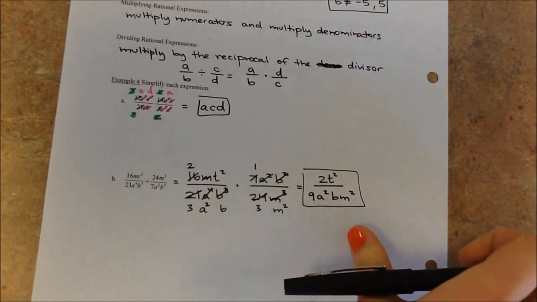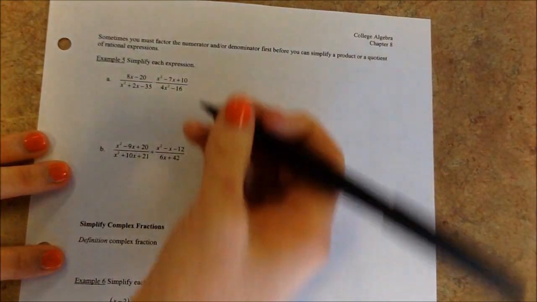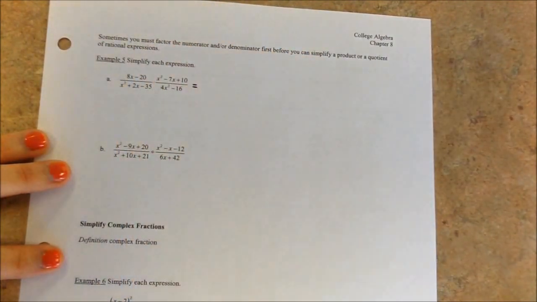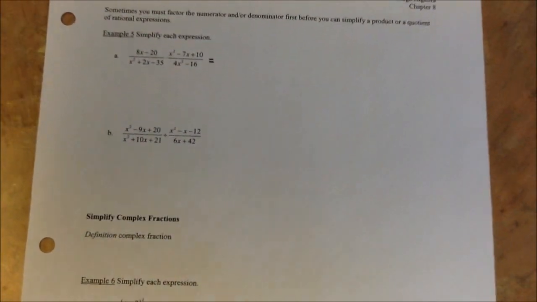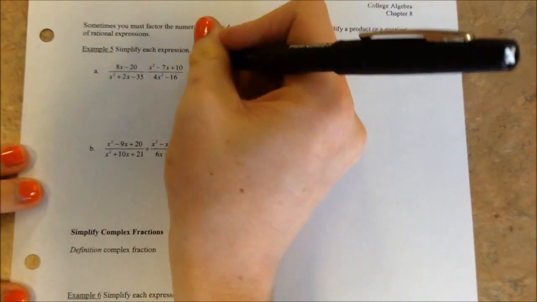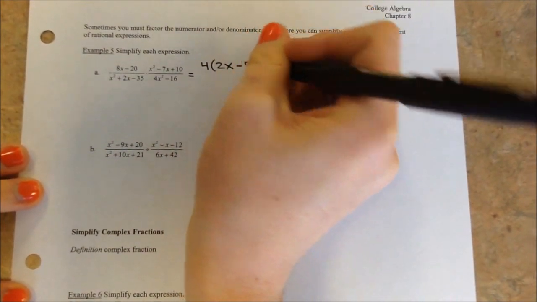Okay, so let's move on to the last page. On the last page, we're going to be doing a little bit of factoring before we multiply and divide. If we look at example 5, our first step is to factor. Lots of factoring. So this first one, for instance, 8x minus 20, all I have to do is take out a GCF. The GCF is 4, and then I'm left with a 2x minus 5.